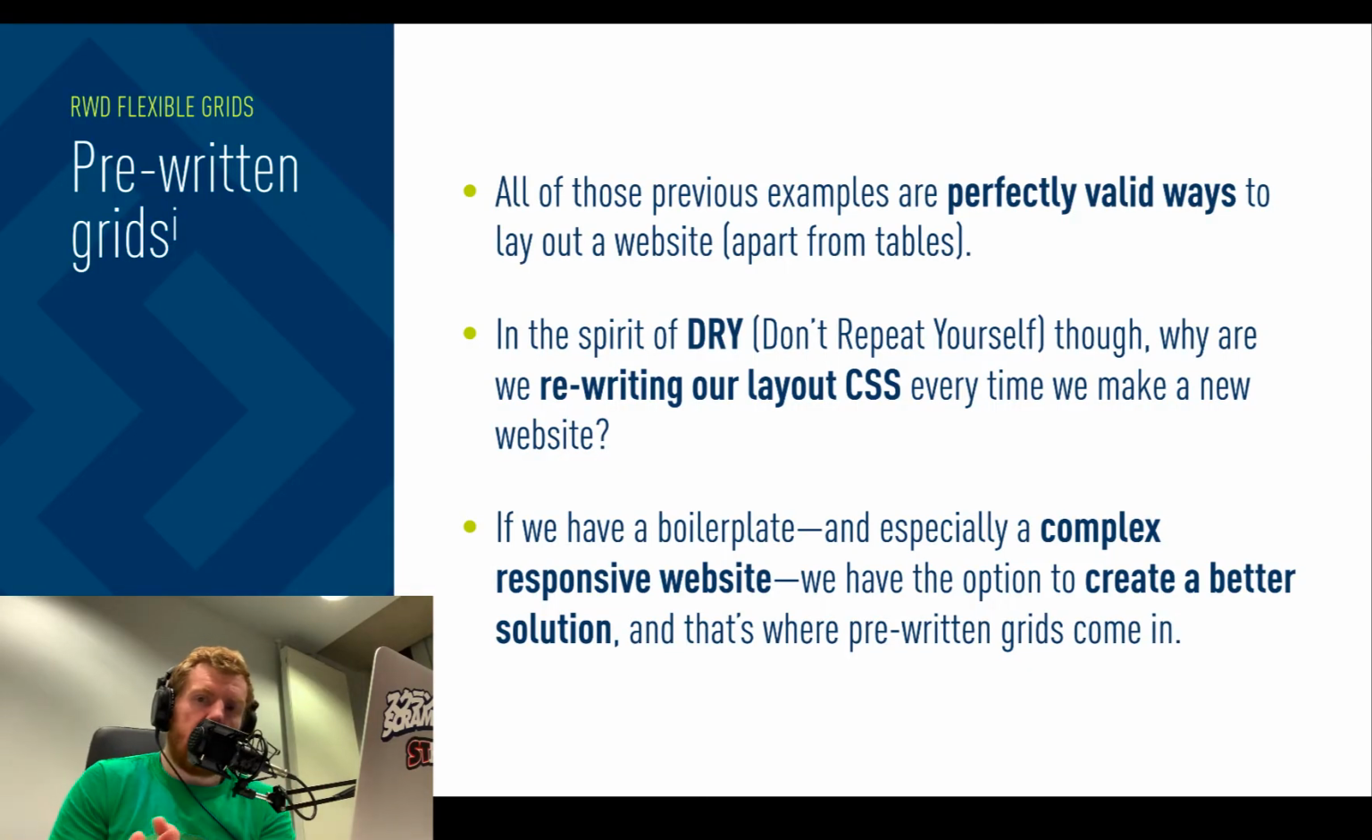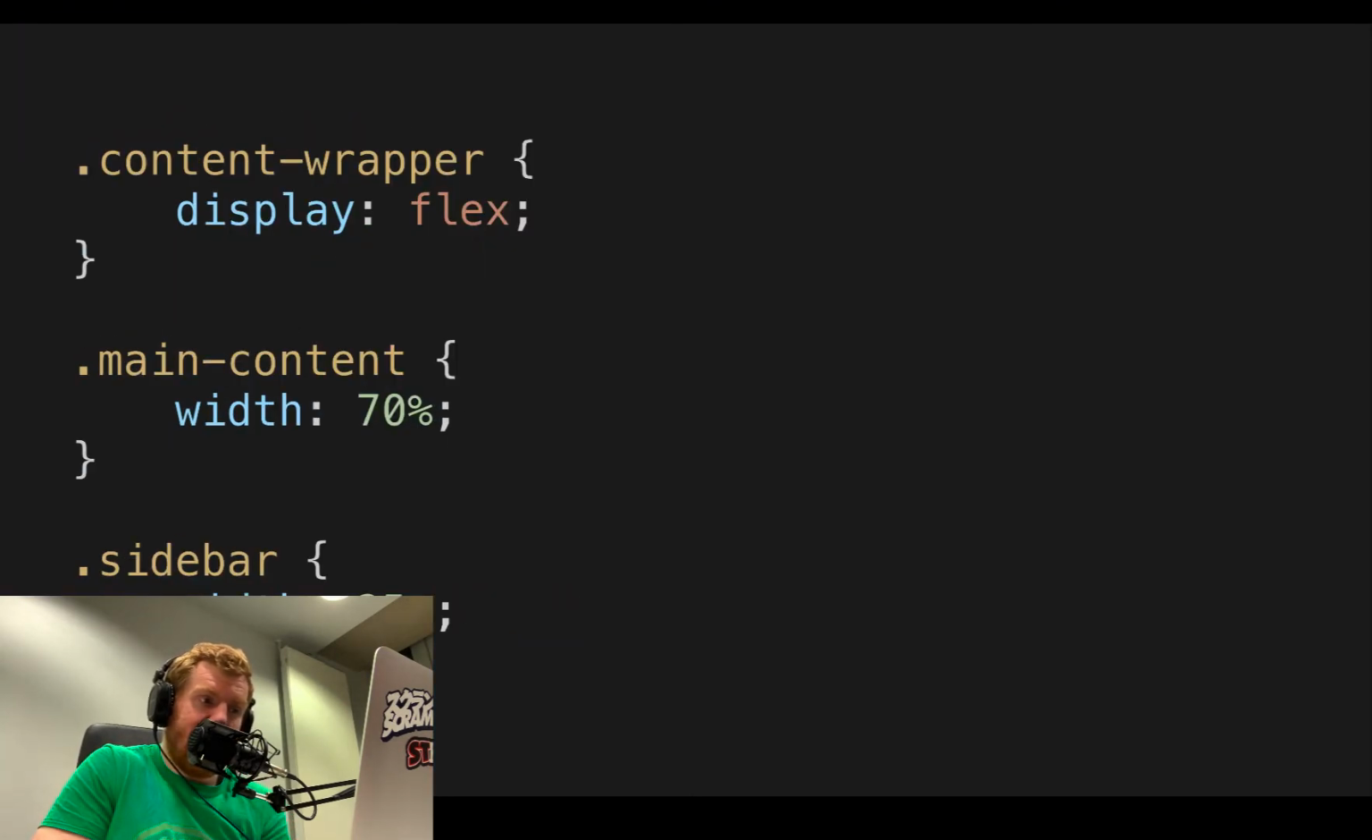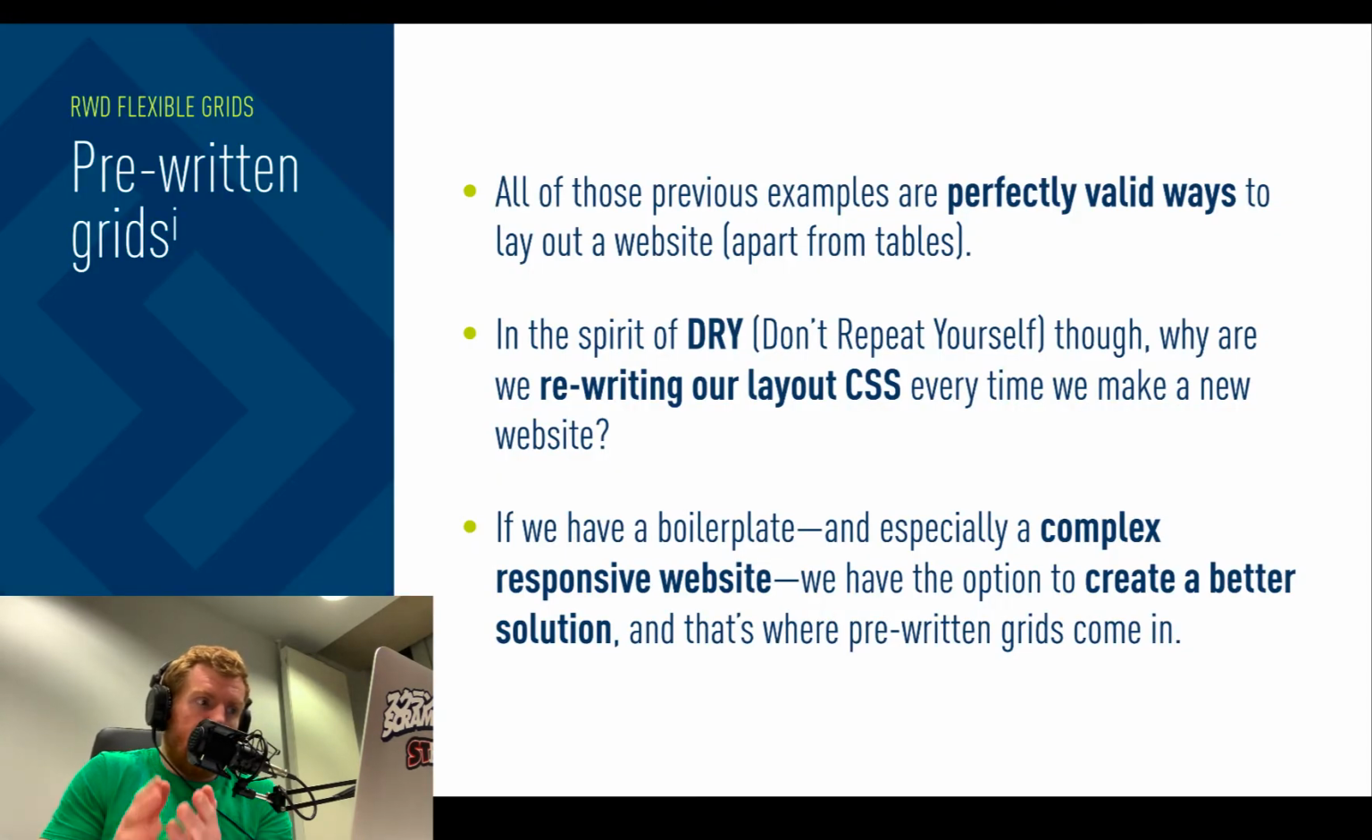But the thing that we're going to look at is pre-written grids. So you don't need to write this, and you don't need to write this either. You just use a pre-written grid. It's important for me to say at this point that those previous examples that I've shown you are perfectly valid. There's nothing wrong with using them. If you want to use those, go ahead. But apart from tables, by the way, don't use tables ever again. But the other 3 methods are fine to use.